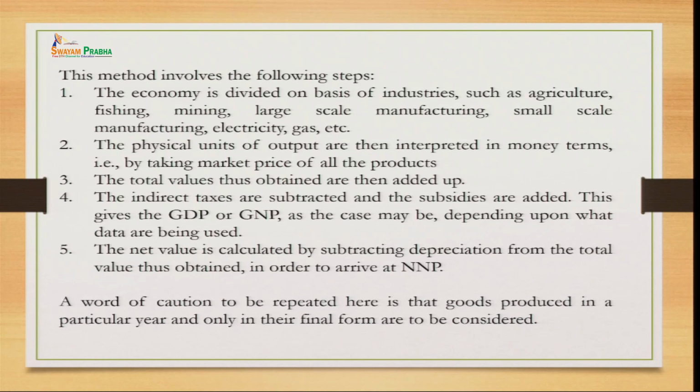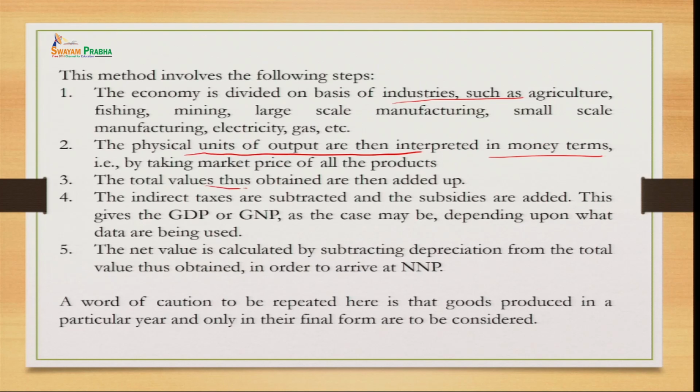Firstly, we need to divide our industry based on the sectors. We have primary sector, secondary sector, and we have tertiary sector. So, all these industries are being divided into different sectors, and then we calculate the physical unit of output. Whatever the production has been taken up in the physical form, we convert it into money value, because it is not possible for us to add two commodities together other than by its money value. So, we calculate the money value of those goods and services.